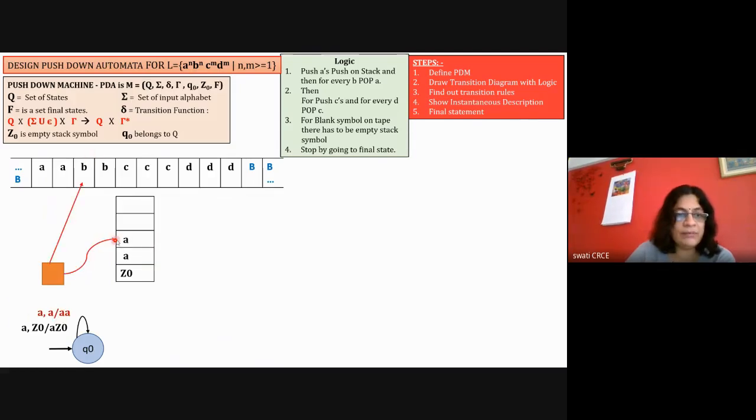Now B comma A will go to the new state and remove this A. So B comma A slash epsilon, and a new state Q1. Again, B comma A will be a loop here for the pop operation. So B comma A is equal to epsilon, a pop operation. Now it is in the state Q1.